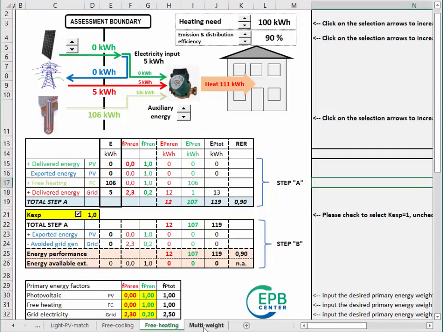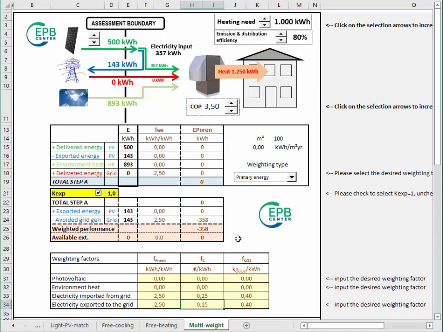The last sheet, multi-weight, is an example of the different possible types of weighting. The example is about a house which is heated by a heat pump, and the heat pump can be driven by grid electricity or by PV electricity. The available controls allow you to define the heating need, the efficiency of the emission and distribution systems, so that you determine the required output to the heat pump.